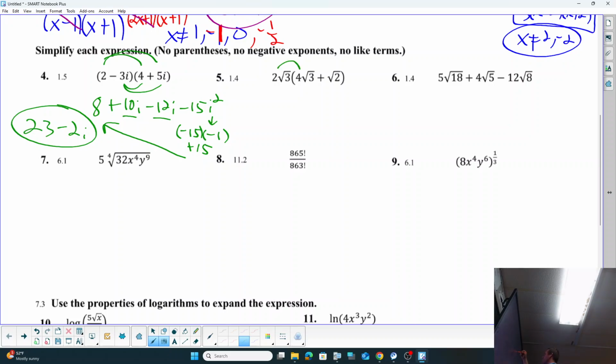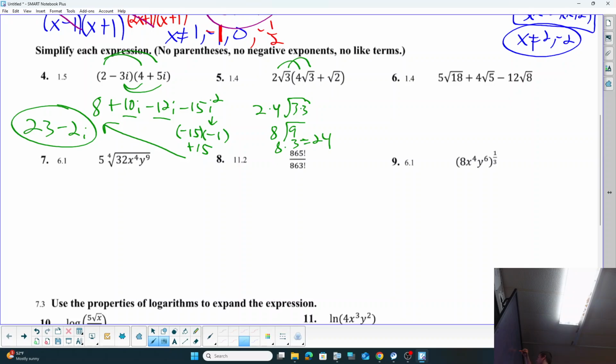Whole numbers multiply with whole numbers, radicals multiply with radicals. 2 times 4 is 8. And then 3 times 3 is 9. So again, let me show you that again. 2 times 4 is 8. 3 times 3 is 9. The square root of 9 is 3. And 8 times 3 is 24.